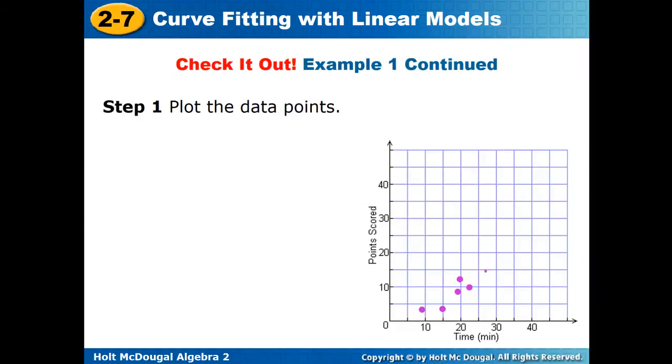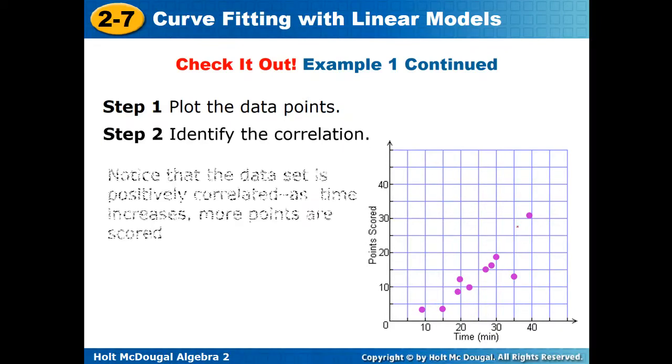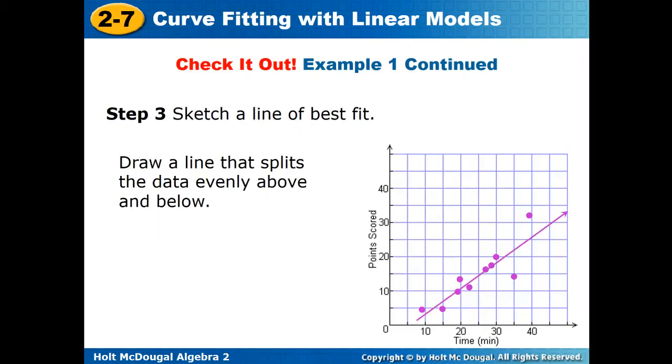Here they go. And as we look to identify our correlation, we can see that it seems to be going in a positive direction with a positive slope, and it does look like there's some type of correlation. So I would say there's a positive correlation. You can see that the more time goes by, the points get higher. All right, the next thing we want to do is sketch a line that has some points on the one side and some on the other side of our line. And so there's a line that splits the data evenly above and below.